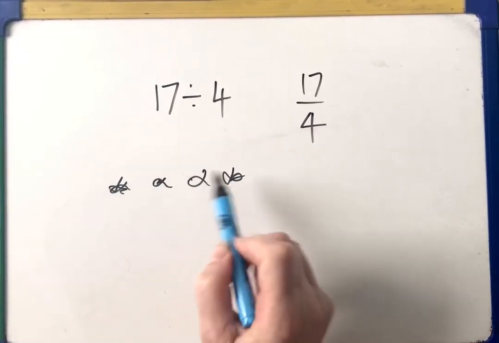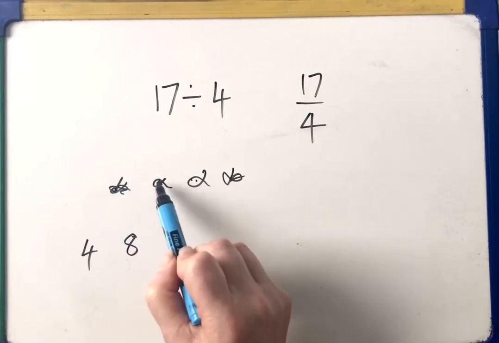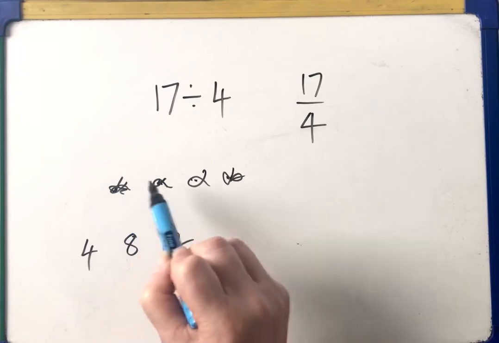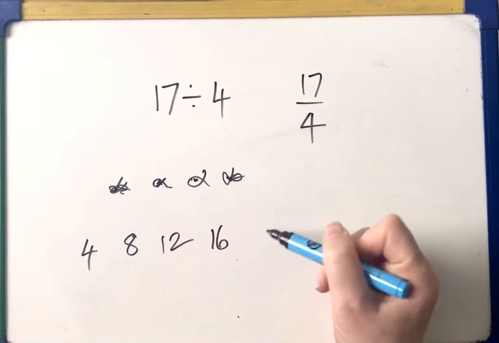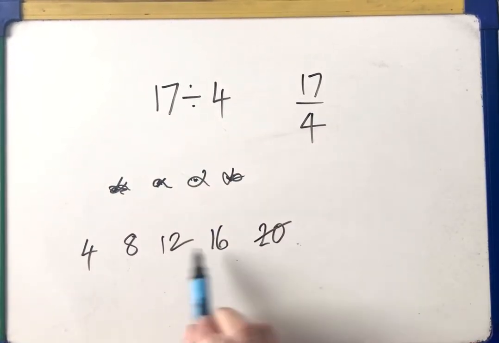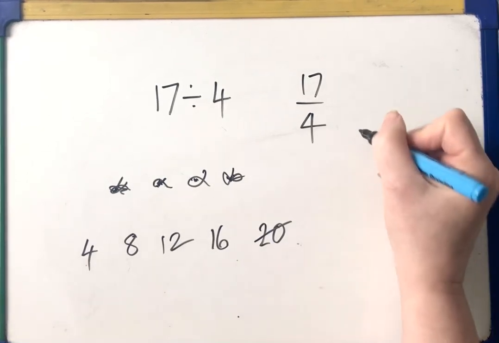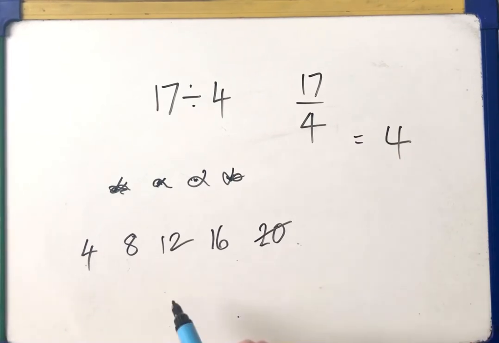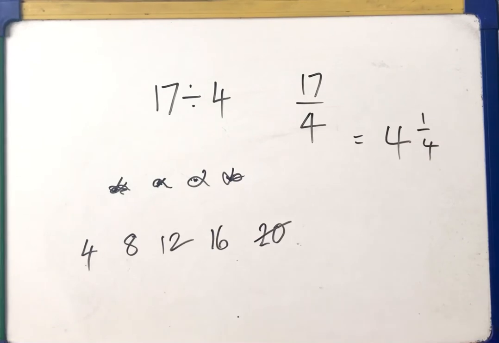1, 2, 3, 4, 5, 6, 7, 8, 9, 10, 11, 12, 13, 14, 15, 16, 17, 18, 19, 20. Well, 20 is bigger than 17, so it doesn't go in that many times. It only goes in that many times, up to 16. 1, 2, 3, 4. So it equals 4 whole ones and 1 and 1/4 left over. Okay, I'll do one more and then you can have a go.